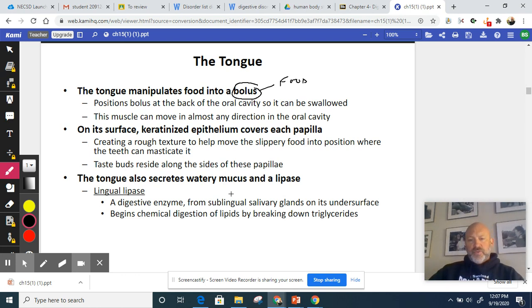All right. There's also an enzyme produced by the tongue called lipase. Remember, if a word ends with ase, it usually means it's an enzyme and it's going to be working on something. A lot of times when we look at the names of enzymes, the beginning of the word, in this case lip, stands for lipids, right? So this enzyme is breaking down lipids. Lipids are fats. All right, so lingual lipase is an enzyme coming out of the tongue. And what it's going to do is start breaking down triglycerides. So triglycerides are fats or oils.